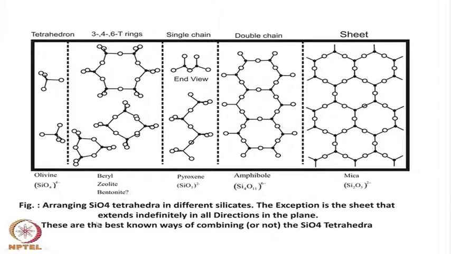So, arranging SiO4 tetrahedron in different silicates, the exception is the sheet that extends indefinitely in all directions in the plane. So, these are the best known ways of combining or not combining the SiO4 tetrahedra. So, these are the different arrangements of SiO4 tetrahedra, which is the basic unit of the building block of all the silicate structures, and that building block is combined with the next building block in different patterns and different forms, and that is how we get different kinds of silicates.